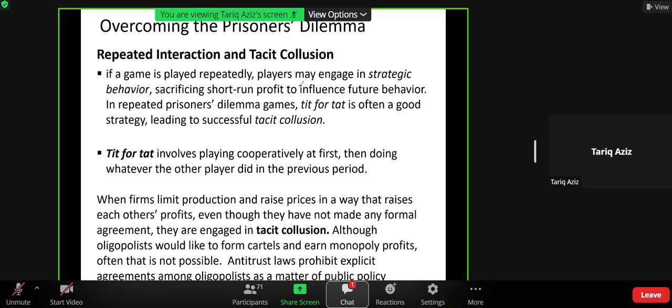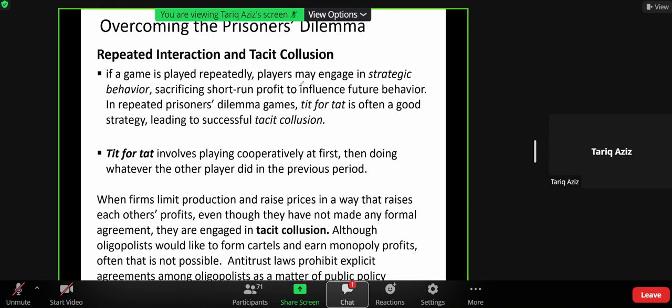Tacit collusion simply means that because of the repeated game, every player develops an understanding with the others, and that understanding is not in the form of some written and formal agreement, because companies can also enter into formal agreements with each other. If they are not entering into a formal agreement, but there is an unwritten agreement, only an oral, tacit, implicit agreement, and they are cooperating with each other.